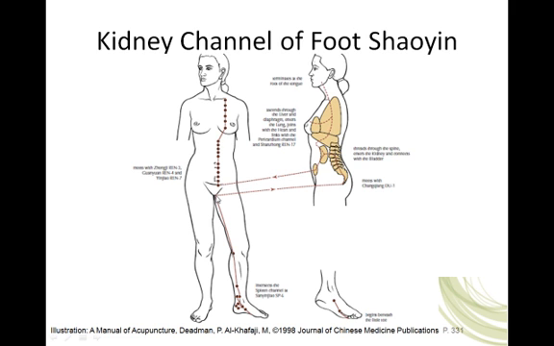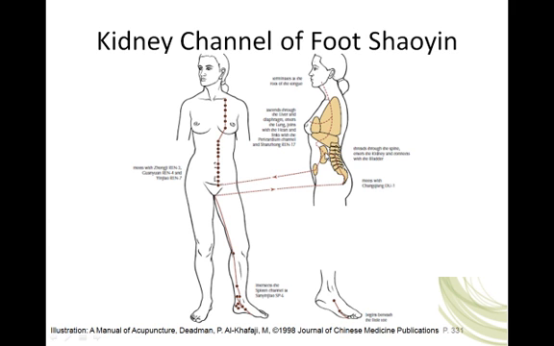Then the channel goes interior, so it becomes deep. It's been superficial to this point, and we've been able to access acupoints, but now the energy of the channel moves deep. It enters the coccyx, so it meets with Du 1 at the tip of the coccyx, travels up through the sacrum, through the lumbar vertebrae, and then enters the kidney. And here the channel splits.